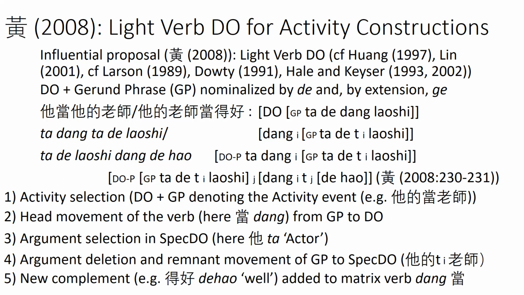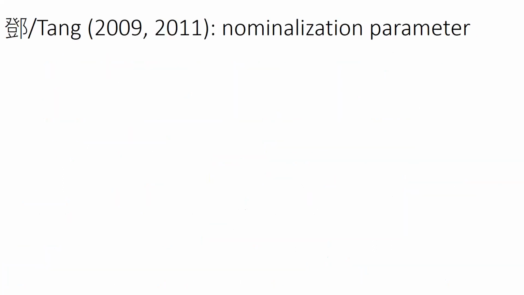And the final step is probably irrelevant for our analysis, but after we've moved the activity to the specifier of do, we can add a complement after the verb, which is very common. So for example, here just 好 meaning well, 他的老师当得好, etc. So here's a brief summary of the derivational analysis proposed by Huang Zhengde.